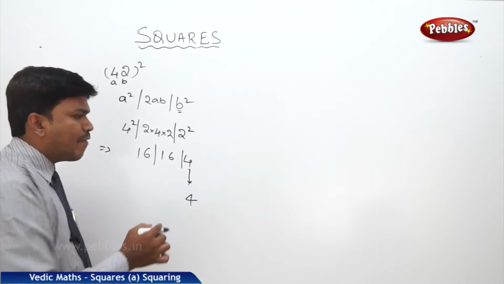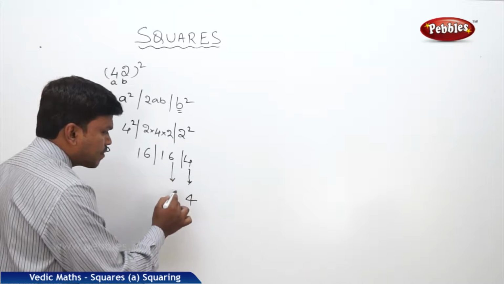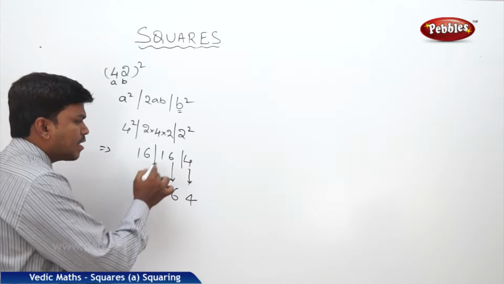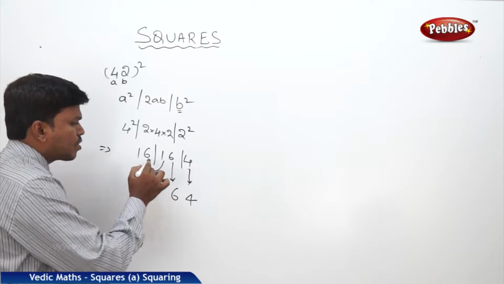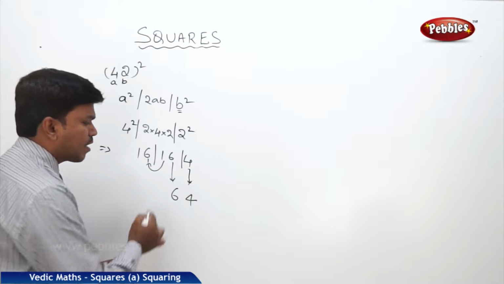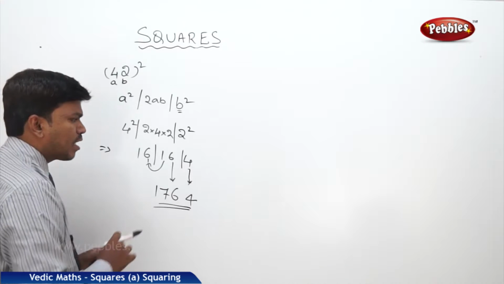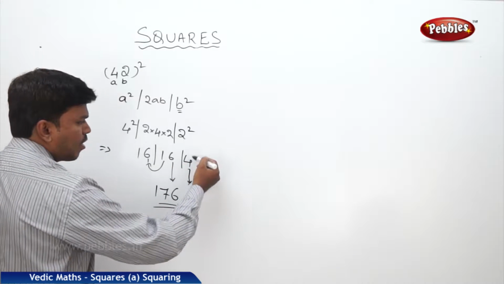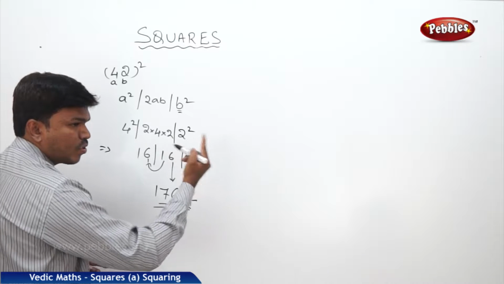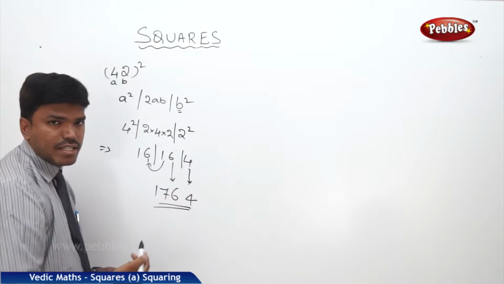In 16 I will drop 6, that is the ones place, and carry the remaining to the next number. So 16 plus 1, 17. So my answer is 1764. Once again I repeat, simply drop the ones place digit. Here there is only one digit, and I am dropping it as it is.